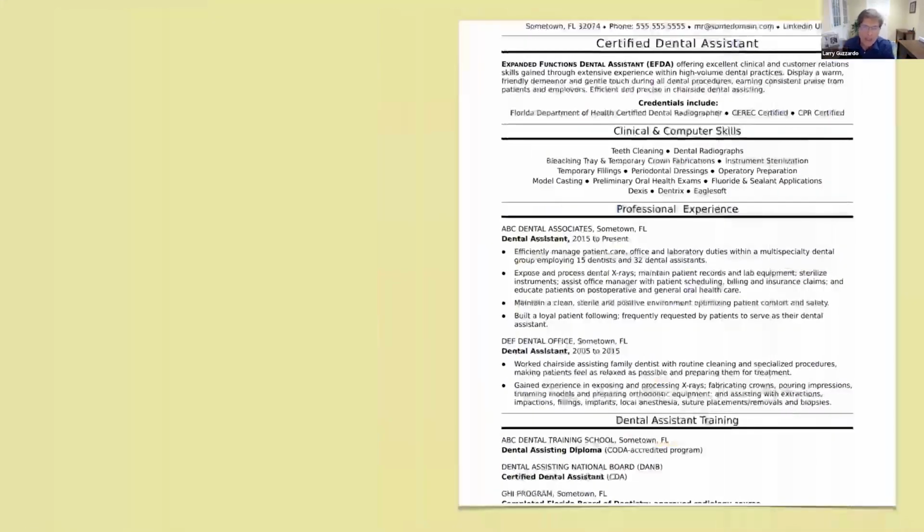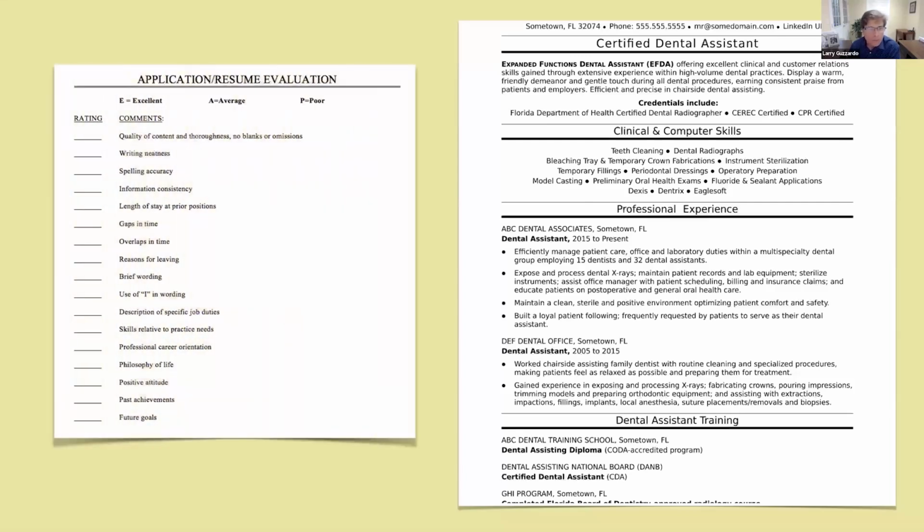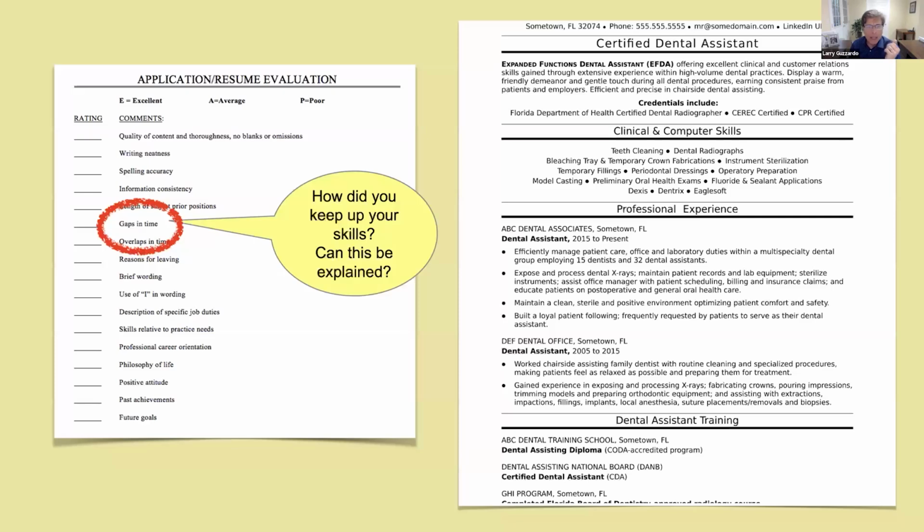A lot of this is all computer generated. So many times the person didn't even know their resume was being forwarded to you. So we always evaluate the resume. We want to make sure when we're looking at it that if there are gaps in time, we want to know, how did this person keep up their skills? Can they explain why? Sometimes they're taking care of sick relatives. Okay. Sometimes they stayed home to raise children. We can understand that. But how did you keep up your skills when you were doing these things?